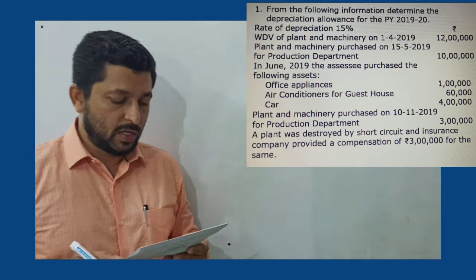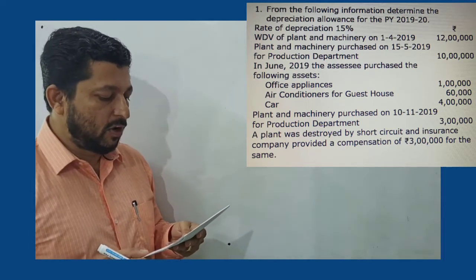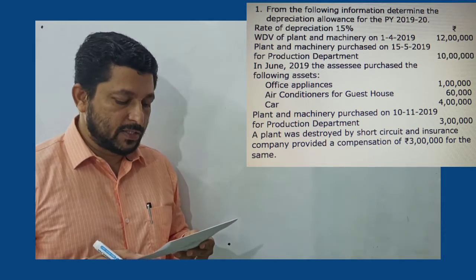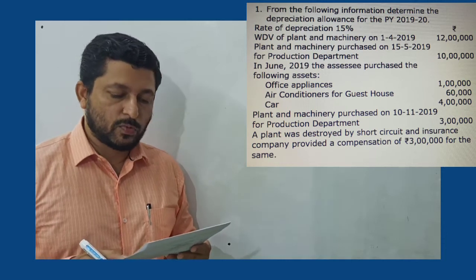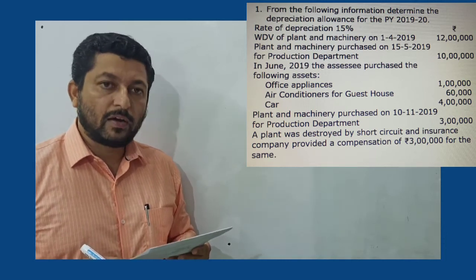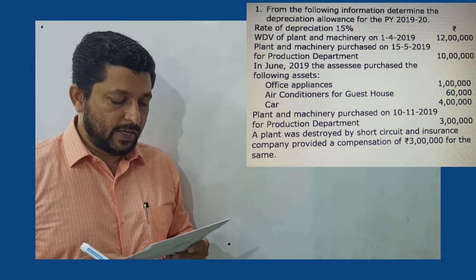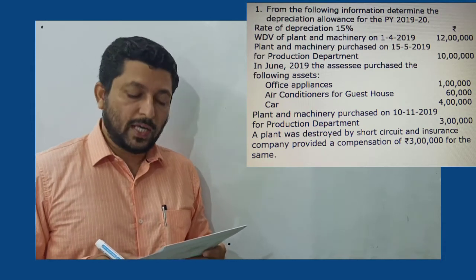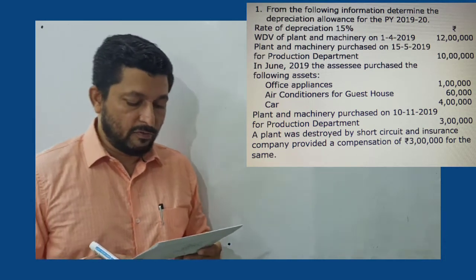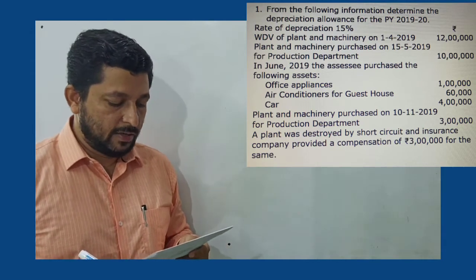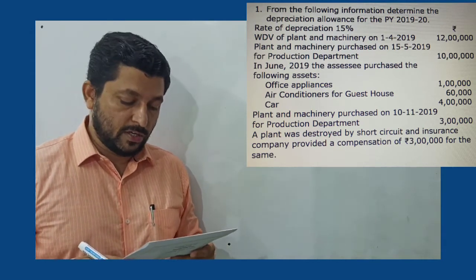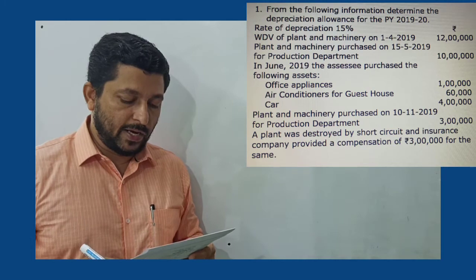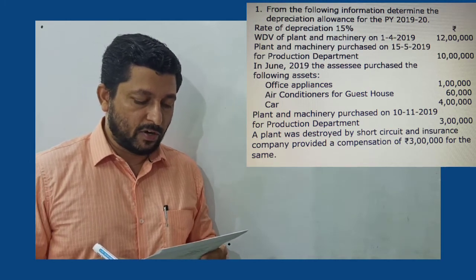In June 2019, the SSC purchased the following assets: office appliances worth 1 lakh, air conditioners for guest house 60,000, and a car worth rupees 4 lakh. Then plant and machinery purchased on 10th of November 2019 for the production department is 3 lakh. A plant was destroyed by short circuit. An insurance company paid a compensation of rupees 3 lakh for the same.